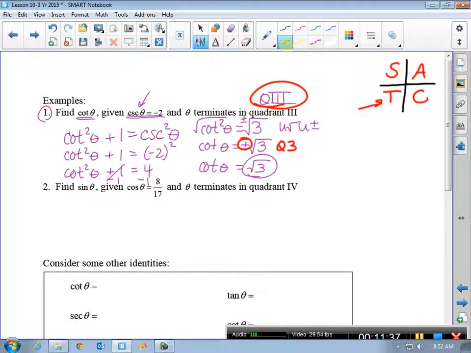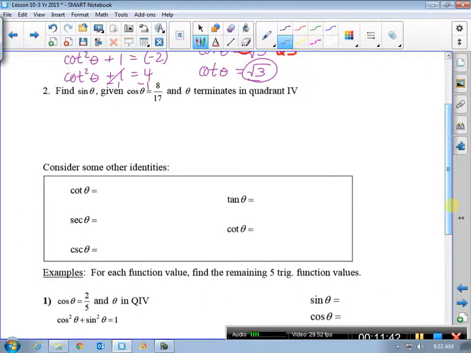Let's try another one. The next one says, find sine theta given cos theta. Awesome. The very first Pythagorean identity is that cosine squared of theta plus sine squared of theta equals 1. Let's substitute for cosine, 8 over 17, and cosine is squared. Plus sine squared equals 1. 8 squared, 17 squared.